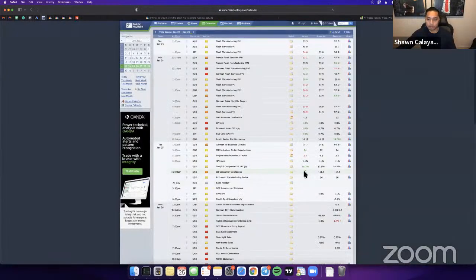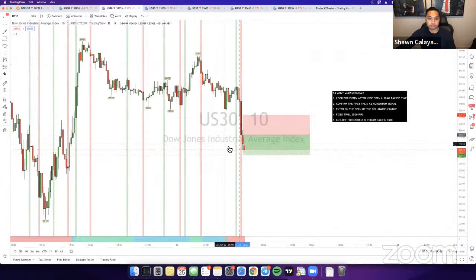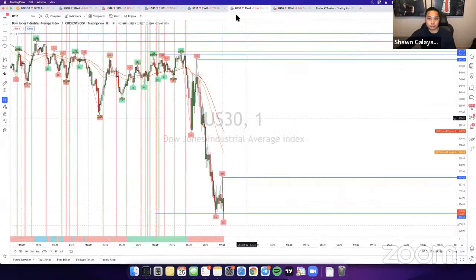CB consumer confidence. It was actually positive. So it's positive, price still dropped lower. Looks like the daily is about to hit full TP. Almost there. Yeah, the 1 minute is just gonna move a little lower.